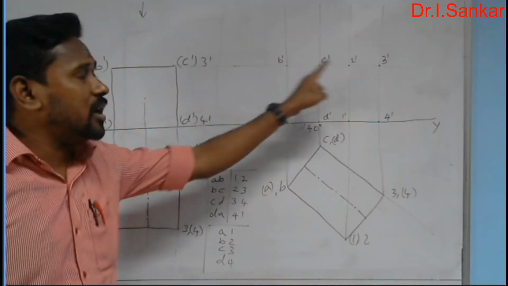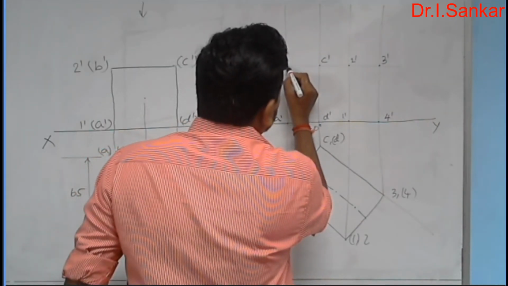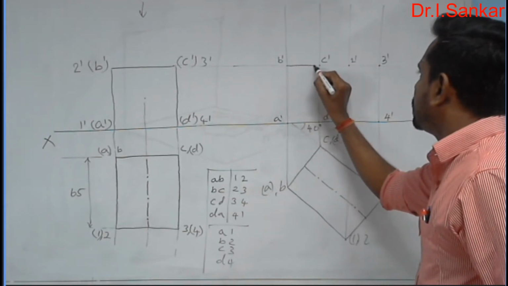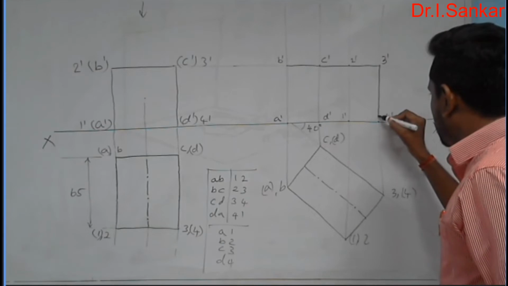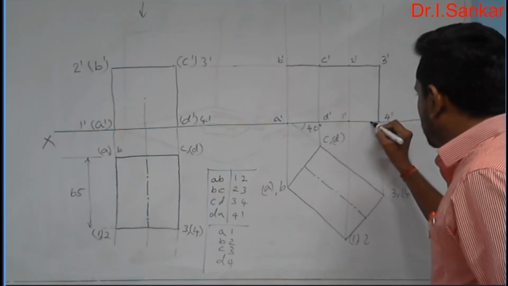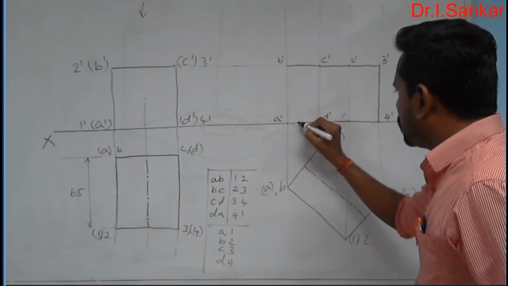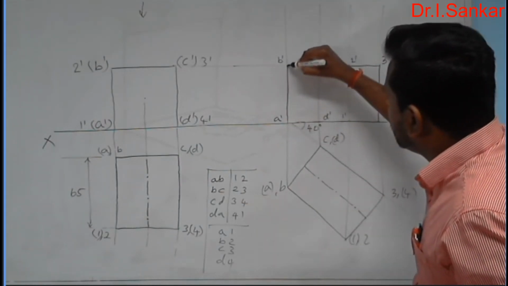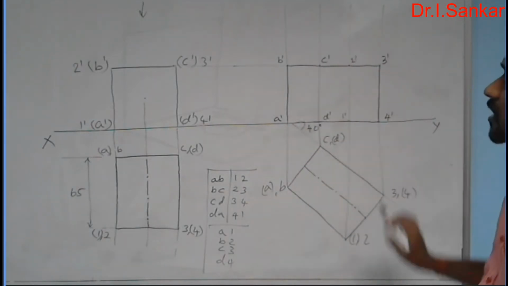First connect all the outermost corners as visible edges. So I am joining, by using the HB pencil, okay? Yes. I just connected all the outermost points.